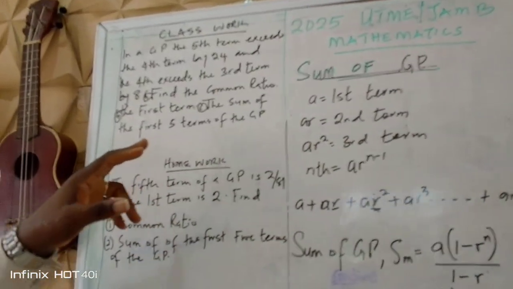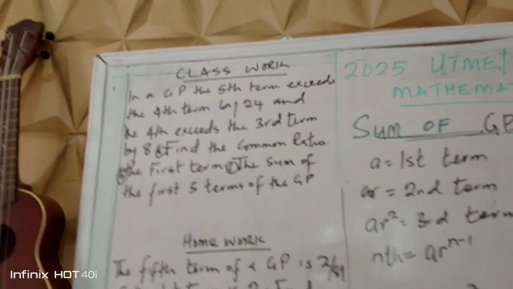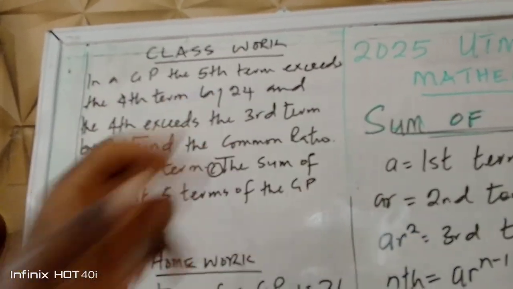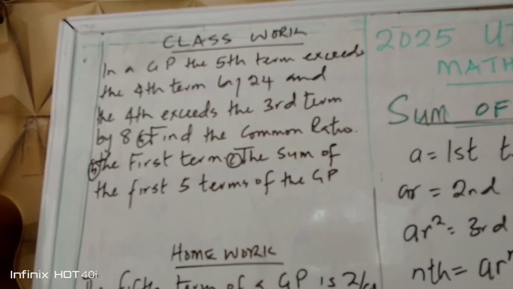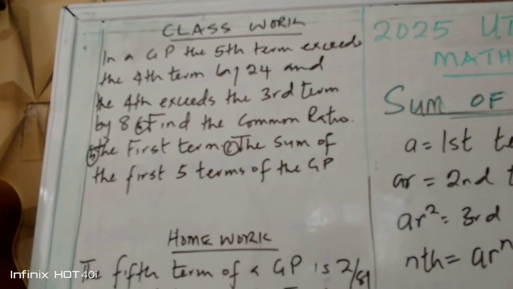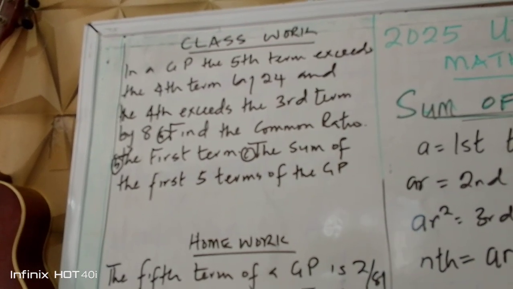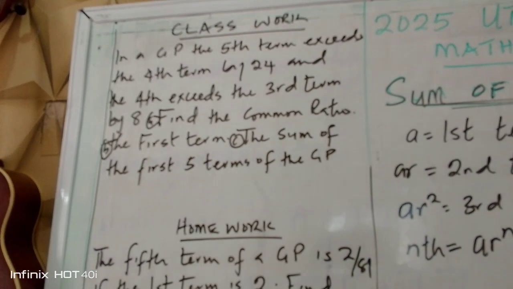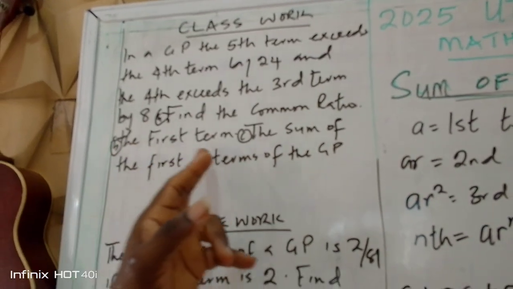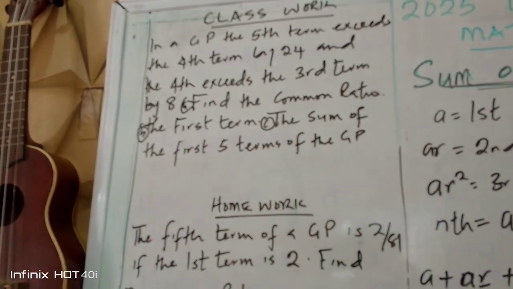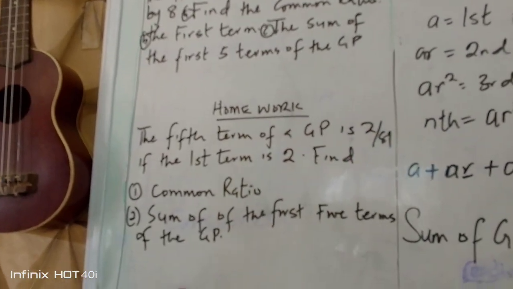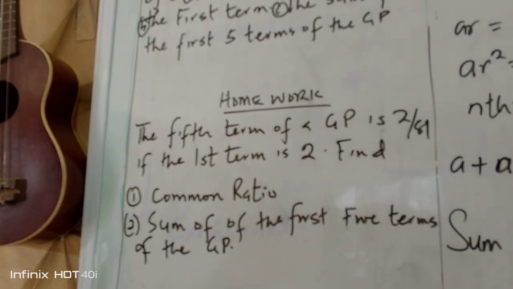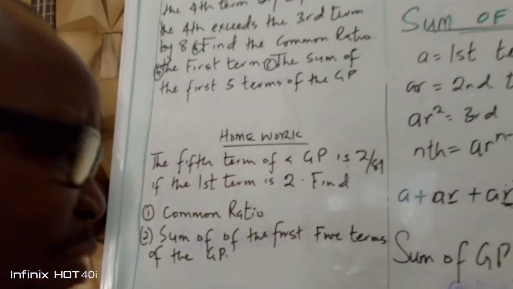Kindly follow me here. This is the classwork. I'm going to read it out for those of you following me online. In a GP, the fifth term exceeds the fourth term by 24, and the fourth term exceeds the third by 20, the third term by 8. Find 1, the common ratio, 2, the first term, 3, the sum of the first few terms. Then this one will now be our homework at the comfort of our home, which I expect you to submit to us via the comment section.